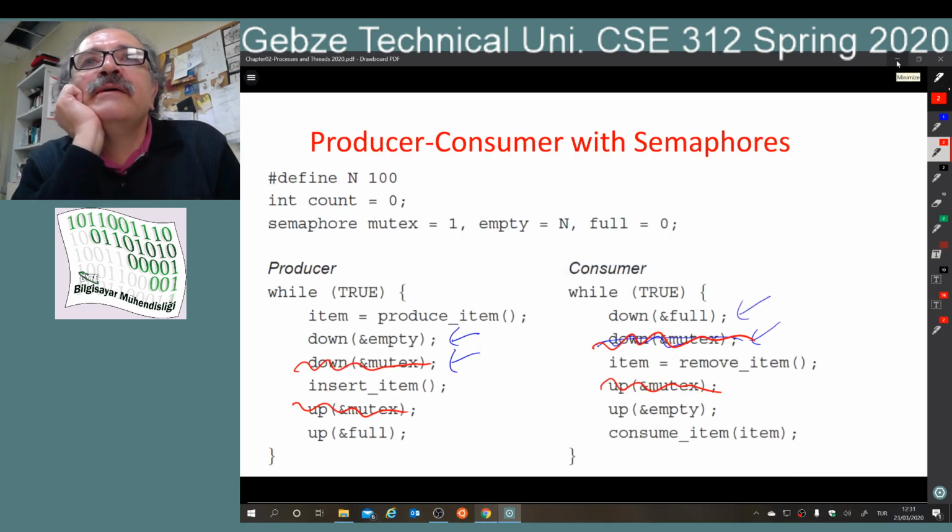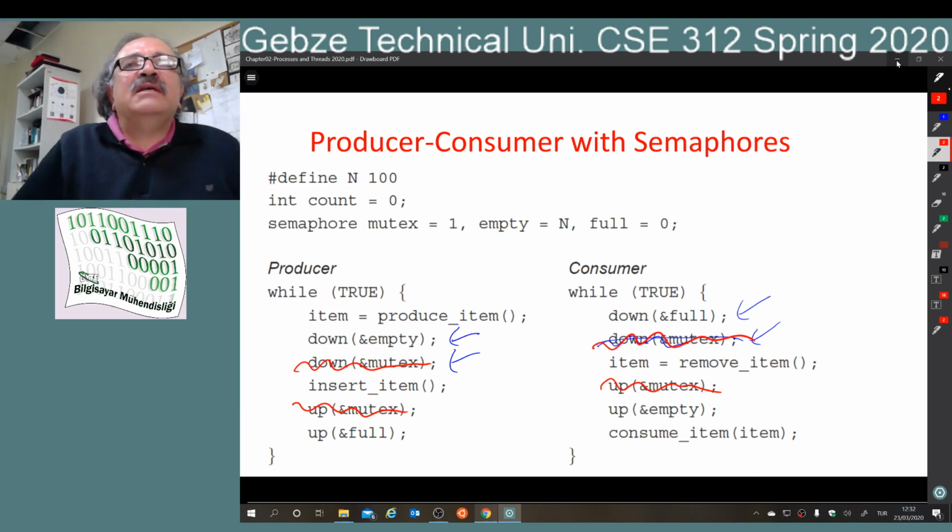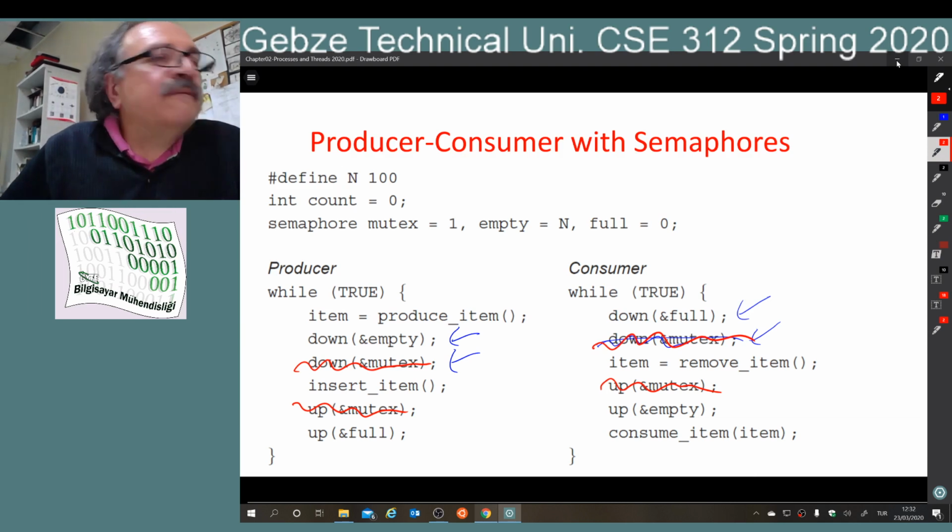Okay. So I'm looking at the question now. In this example, mutex can be 1 or 0 while full and yeah. Okay, so Yasir, those are good answers.